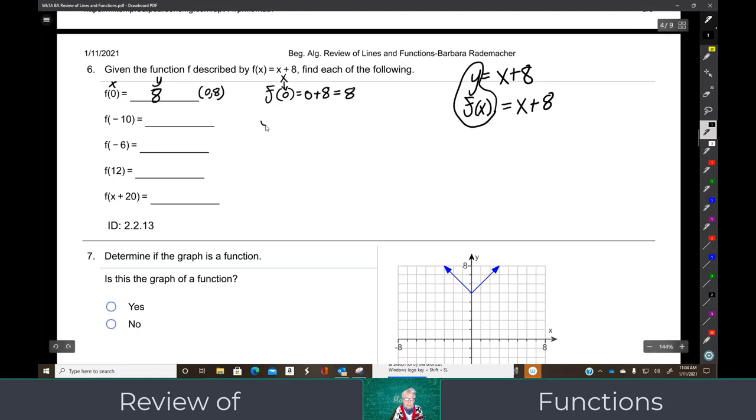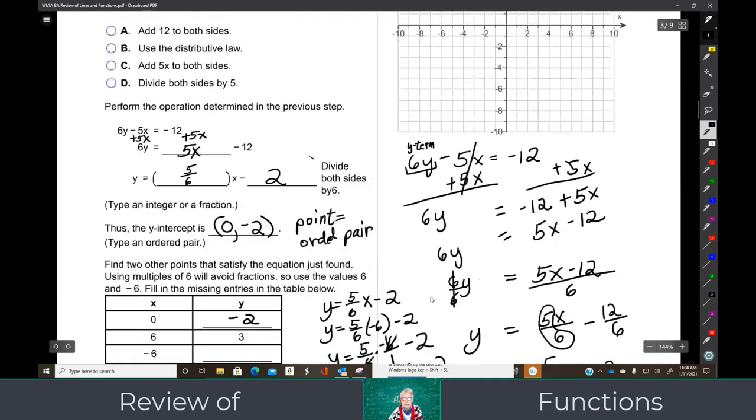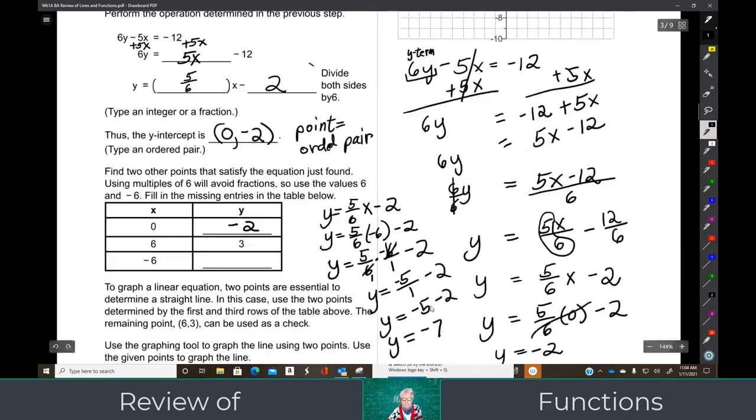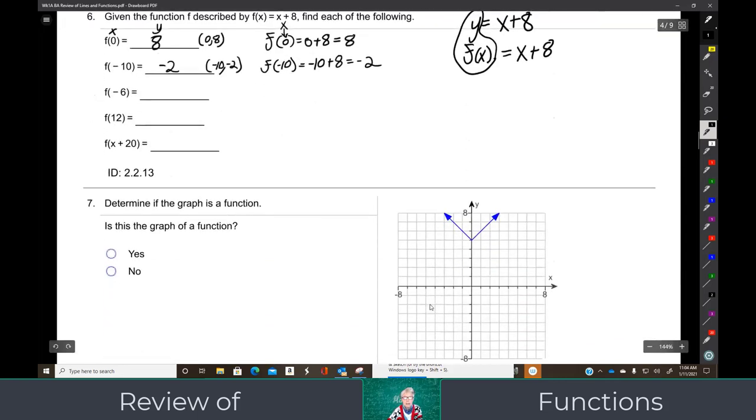Now we're going to use f of negative 10. That's going to be negative 10 plus 8, which is negative 2. This is the x, this is the y. This is the point (negative 10, negative 2). All of these are points that are on that line. Oops, I forgot to graph those points. Oh well, you do it. I'll come back to it if we have time. I just remembered that.